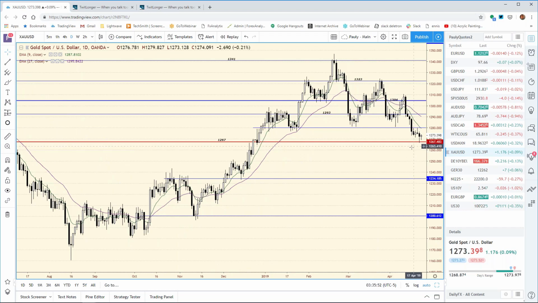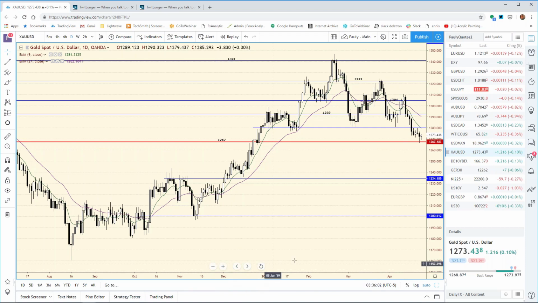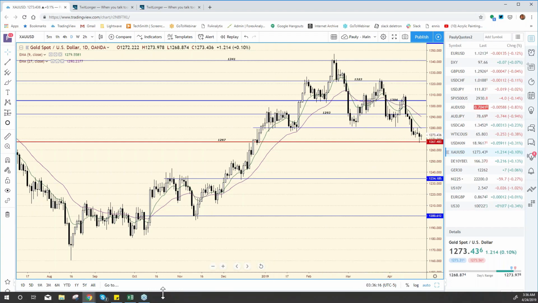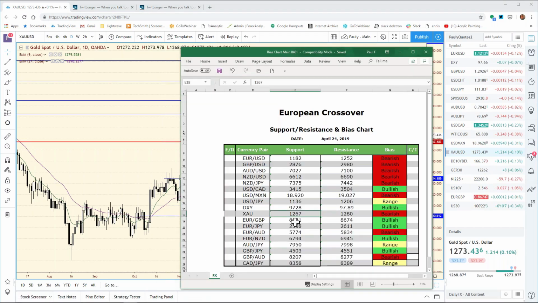So we've seen a $7 bounce off of this area here. And resistance will come in right there at 1280. No changes. There we go. But we did make it down to the pivot, 1267. Let's go and move into the cross rates.